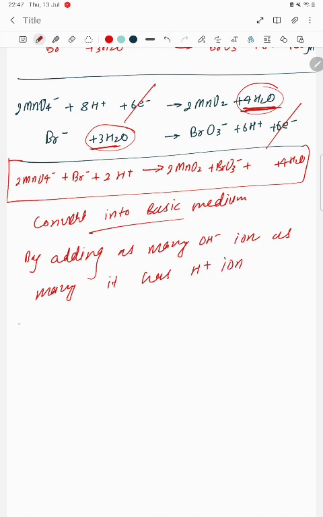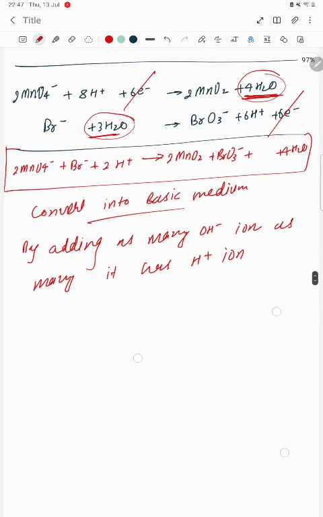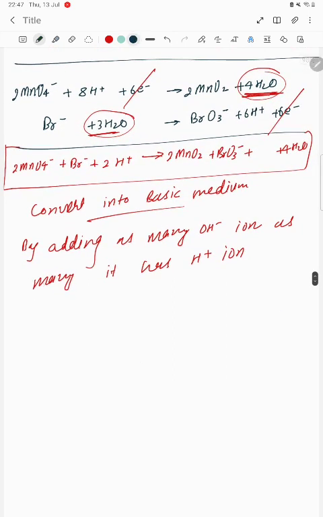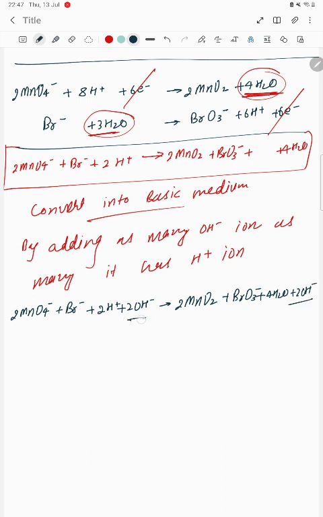Now add it. So 2MnO4 minus plus Br minus plus 2H plus is there, so you add 2OH minus ions also. Here this side, 2MnO2 plus BrO3 minus plus 4H2O plus 2OH minus ion. Both sides we have to add an equal number of OH minus ions.